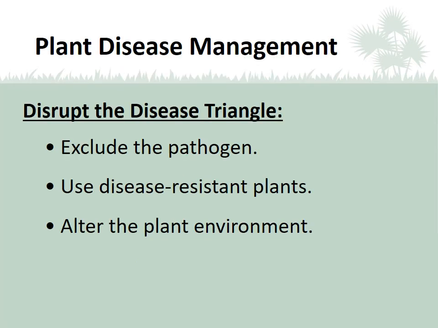So in essence, our goal is to disrupt the disease triangle: to exclude the pathogen, use disease-resistant plants, and alter the plant environment. One way we can do this in tomatoes is by altering the plant environment to emphasize airflow. Airflow is going to help promote a drier environment for the plant itself and will help to dry off some perhaps overly wet leaf tissue.